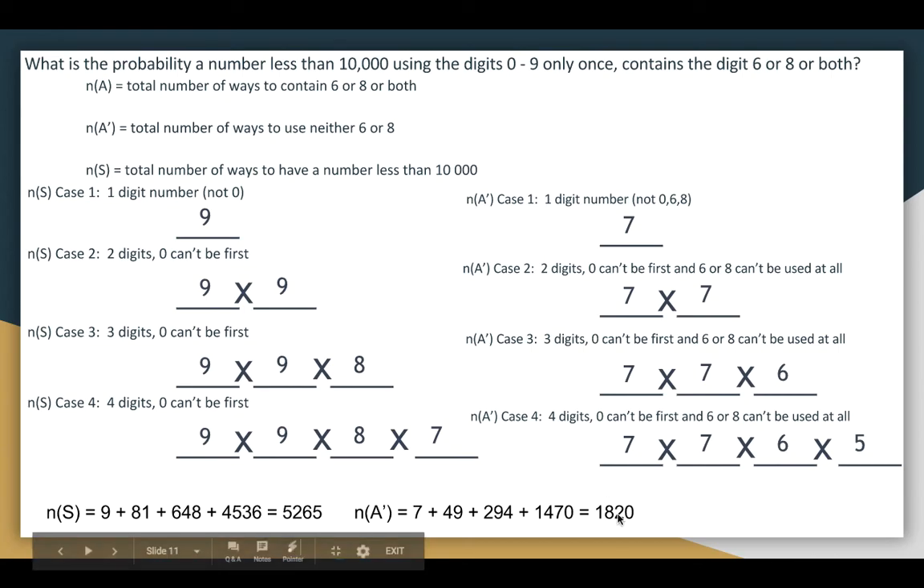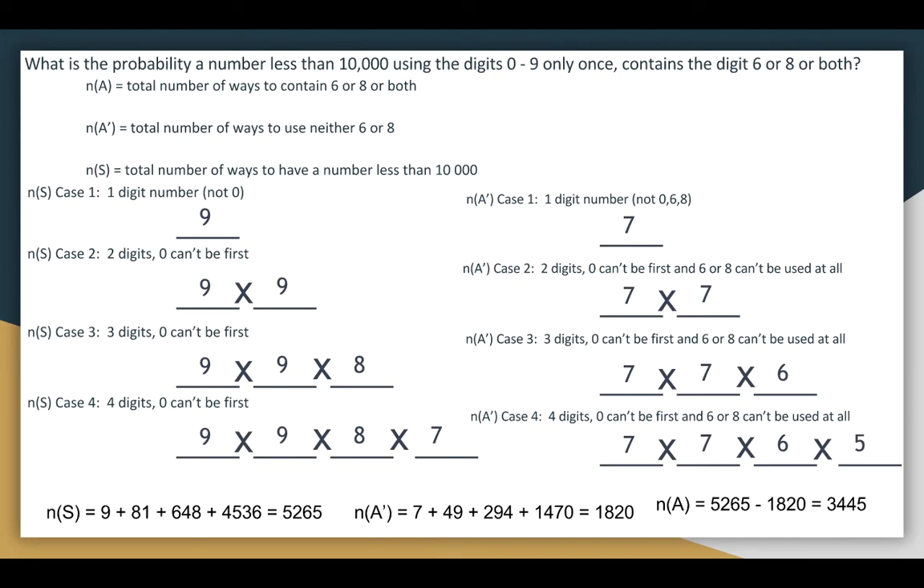If you did the probability of that, that's the probability you don't want. You actually want the 3,445. So you want 6 or 8 or both. And so the probability total is 65%. So 65% chance that you've got 6 or 8 or both of those numbers in a password.